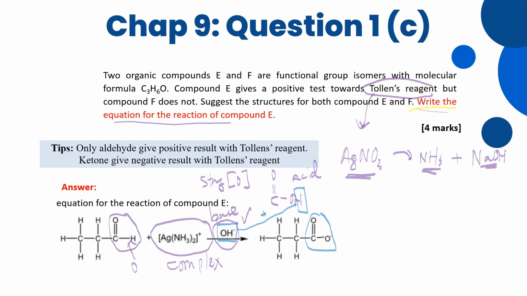And the most important thing is what happens to the silver Ag plus after it undergoes reduction. It will be reduced into silver. So this is our silver mirror that we observe on the lining of the test tube, which is a very nice silver mirror seen in the test tube.